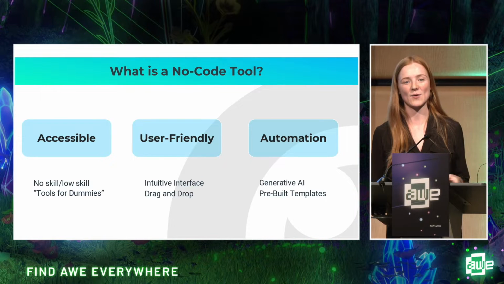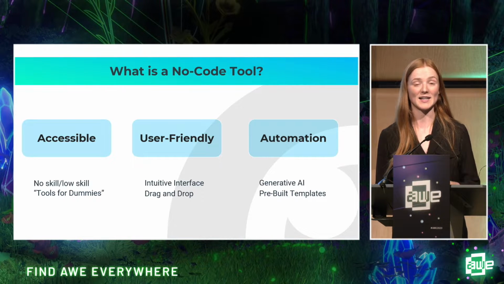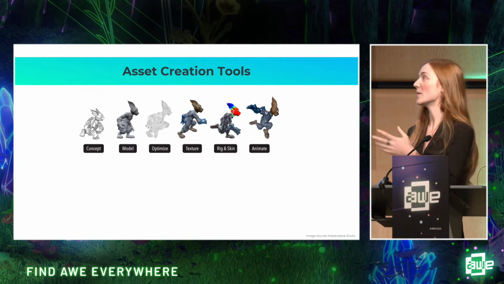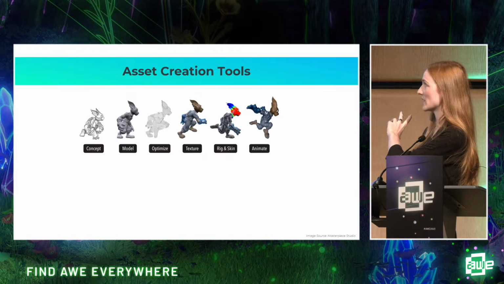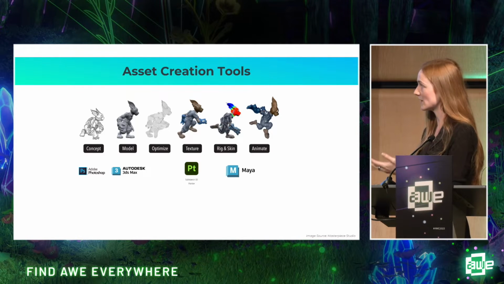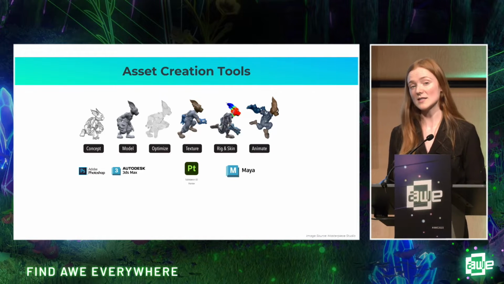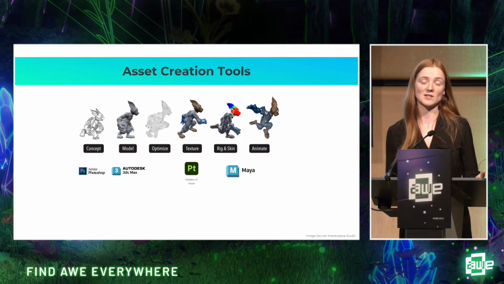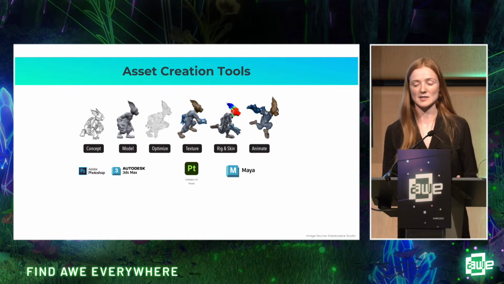So we're going to talk through now different tools that can be used to create AR experiences, and the ones that are accessible, user-friendly, and some that also have automation in them. So first of all, we're going to look at asset creation tools. So here's just a quick visual that shows from concept all the way to a 3D animated model. So these are the professional tools that people often use to create these, things like Photoshop, Maya, Substance Painter. All of these tools are costly in both time and money. In order to use Maya, you have to spend months learning to use it and years learning to be good at using it. They're also very expensive, so they're really not accessible.